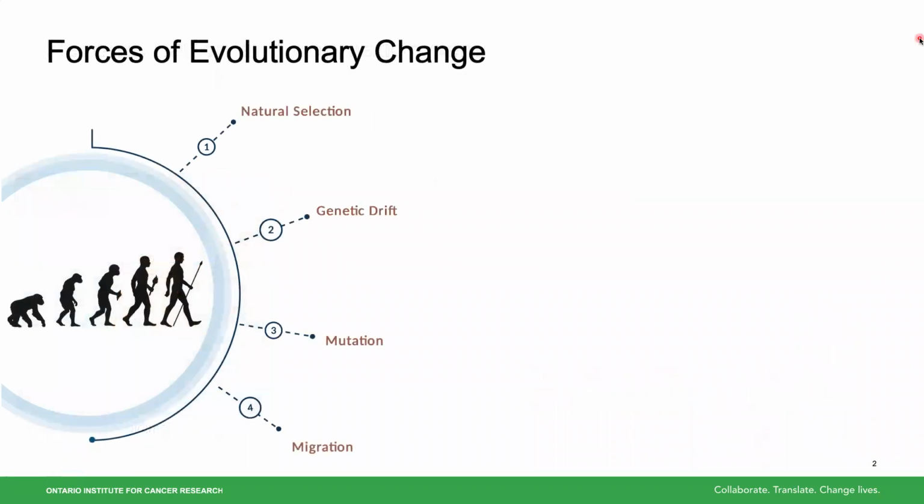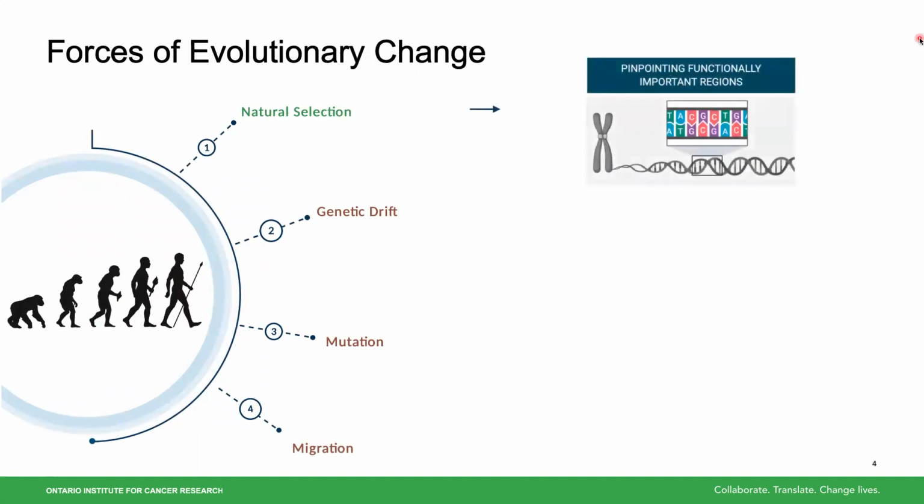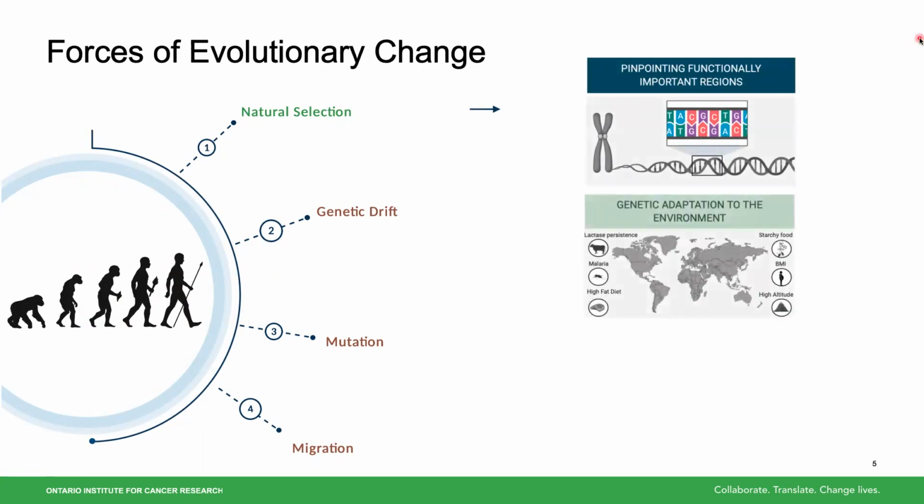So to begin, I'd like to start my presentation by discussing forces of evolutionary change. So we have natural selection, genetic drift, mutation, and migration. Now, I'm specifically interested in natural selection because it's been really important for many areas in human genetics research, including pinpointing functionally important regions of our genome, the genetic adaptation to different environments around the world, and for the frequency and intensity of many human diseases.